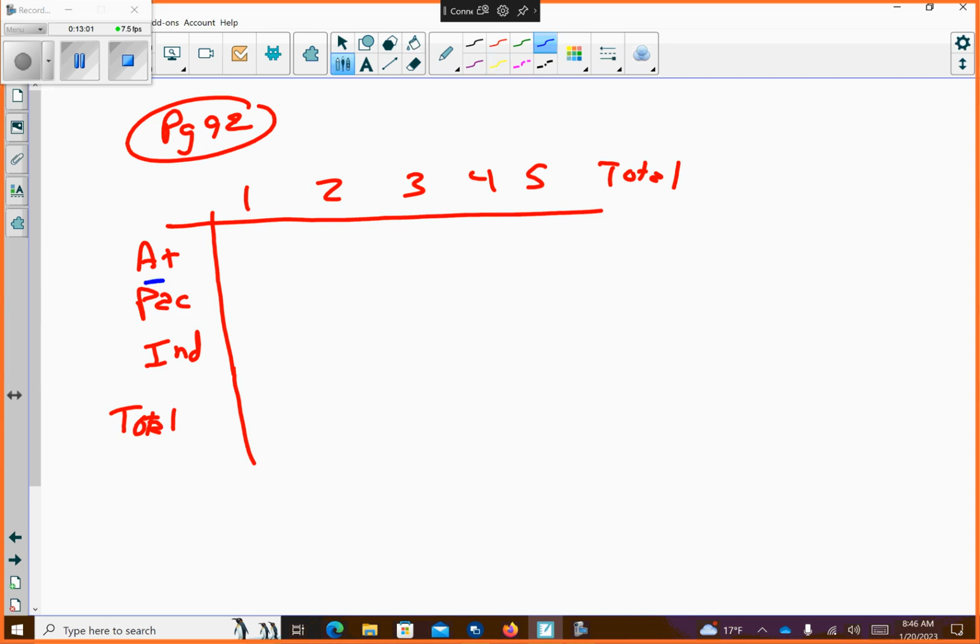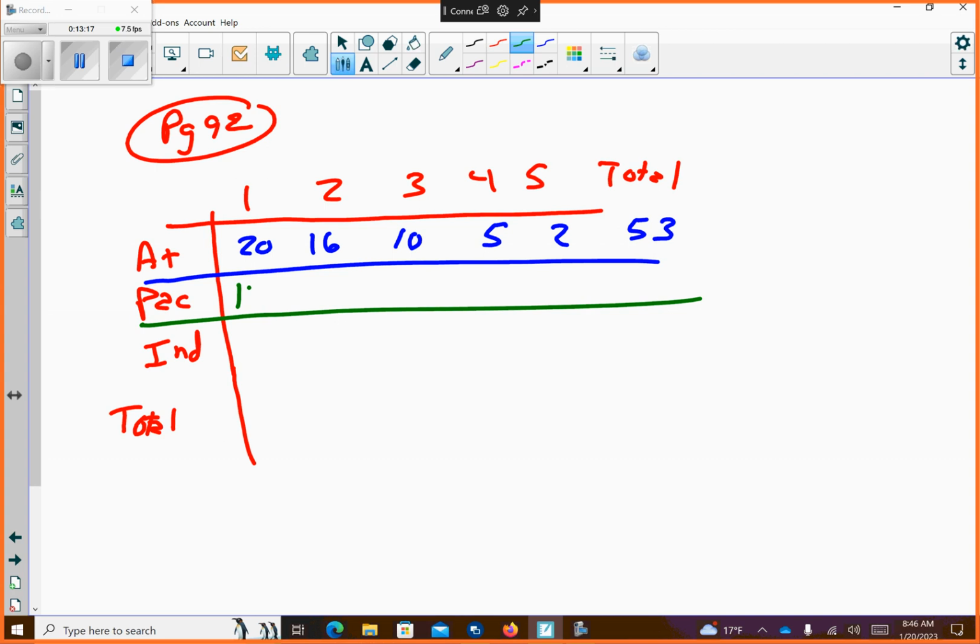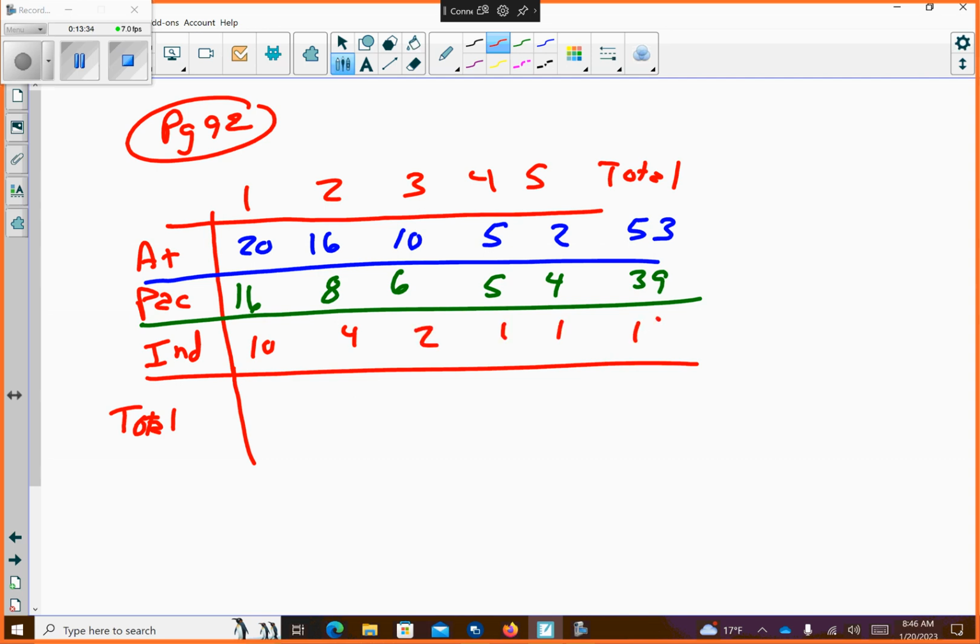The nice thing when you do these, you fill in the data, you have 20, 16, 10, 5, 2. And if I add all those up, I would get a total of 53. And then if I come across with Pacific, I have 16, 8, 6, 5, 4, and there's 39 that happen that way. And then if I go with the Indian Ocean, I get 10, 4, 2, 1, and 1, which is 18. And then if I total my columns, so if I total straight down, that gives me 46.